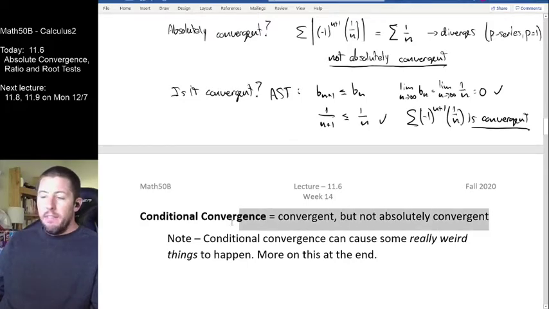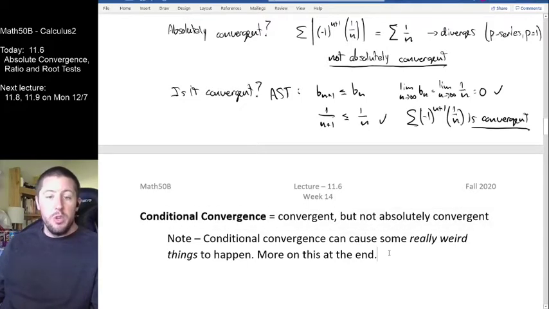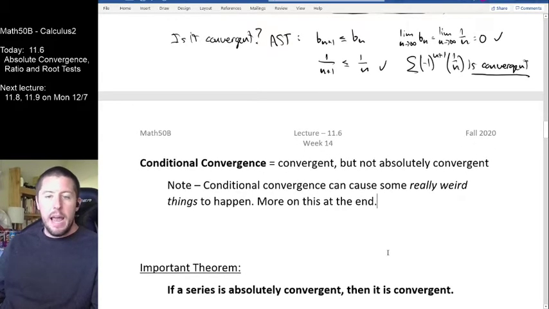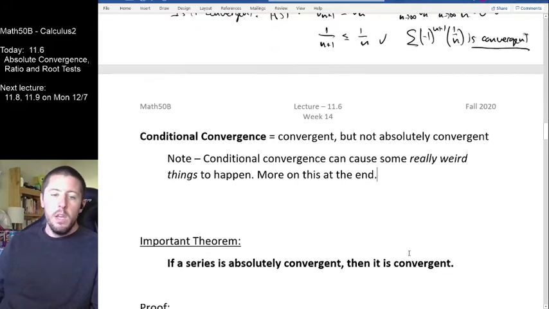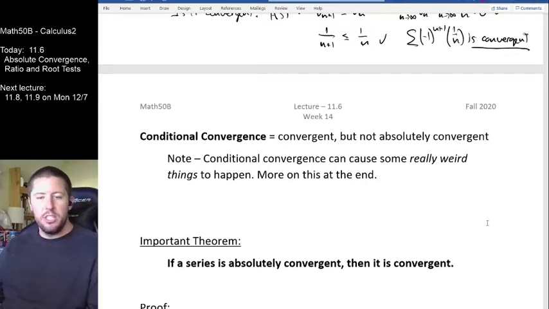So in any event, that's just a definition for us. Conditional convergence is when you do converge, but not if you take absolute values of each individual term. You're not absolutely convergent. A very important theorem, which we depend on to prove both the ratio and the root tests that we're going to get to in a minute, is that if a series is absolutely convergent, then it is regular convergent.